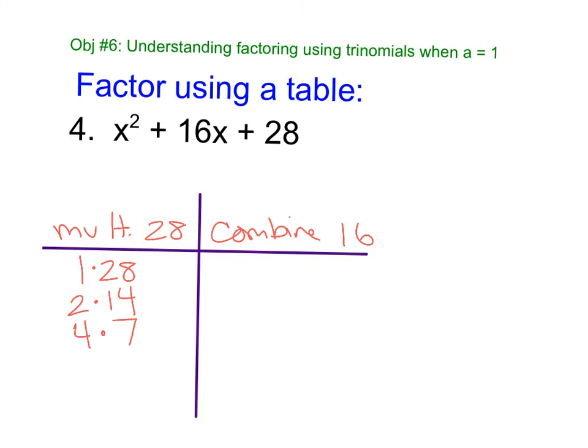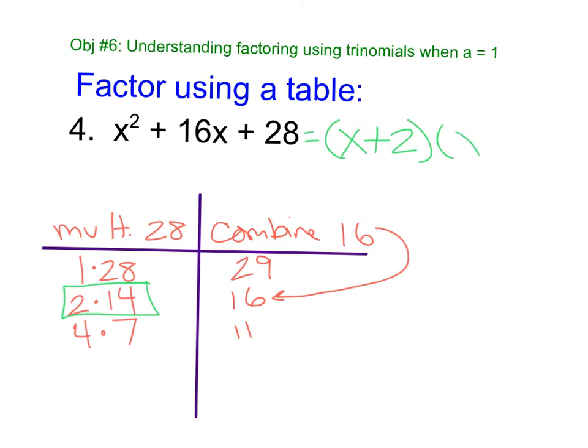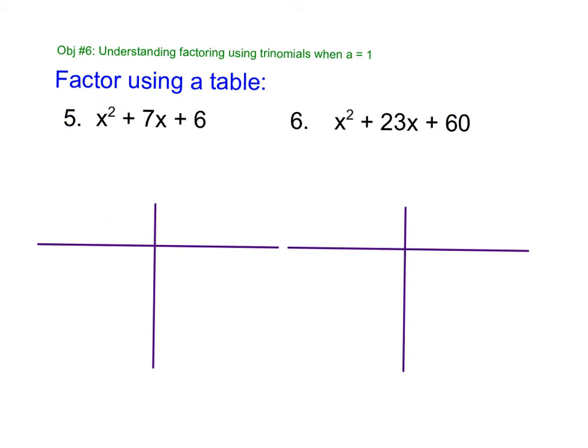Which pair adds to 16? Well, we get 29 for the top, 16, and 11. So we wanted the 16. So the two numbers that we got there were 2 and 14. So that tells me my answer is x plus 2 times x plus 14. Pause the video and try these two on your own.